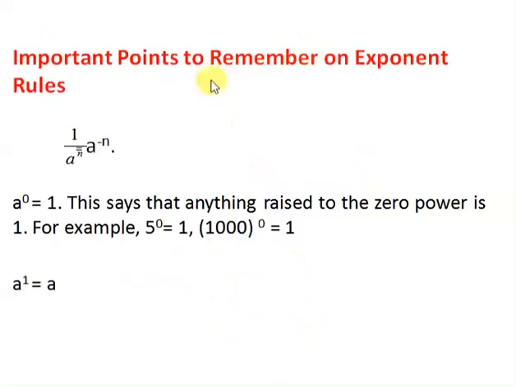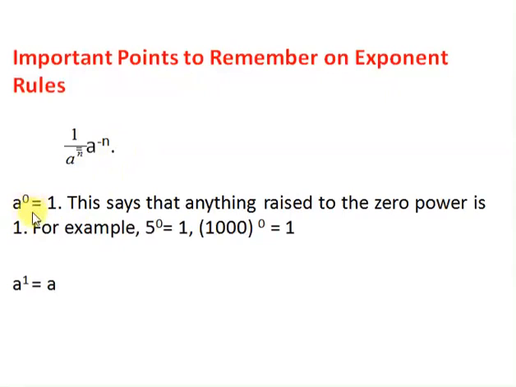Now some important points which should be remembered on applying the exponent rule is that 1 upon a to the power n is equal to a to the power minus n. That is, if the power is negative, when we take the positive power exponent to the numerator, the sign of the power gets changed.